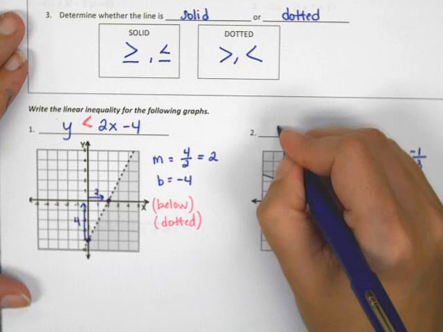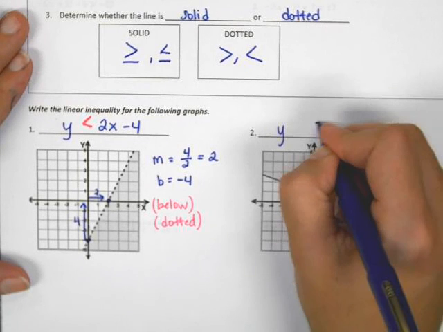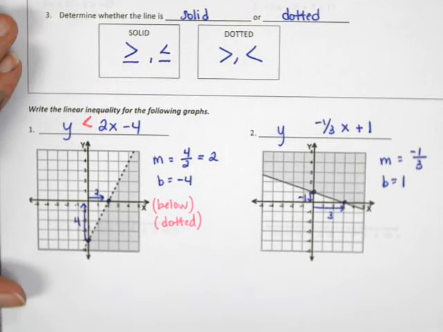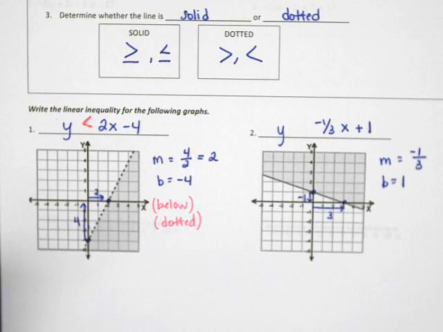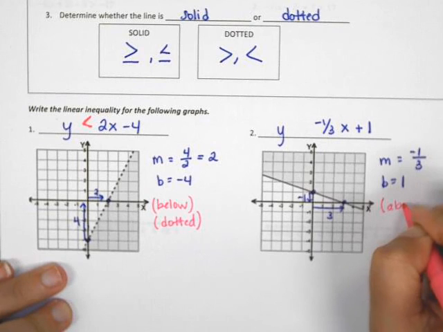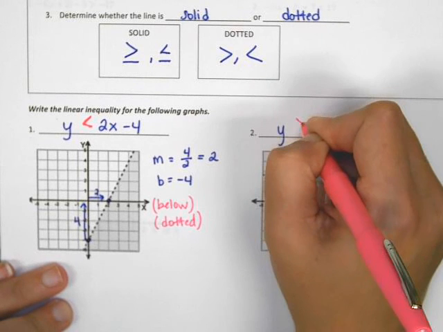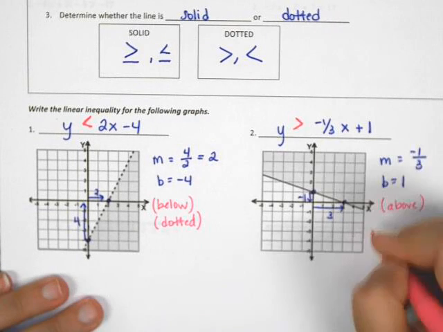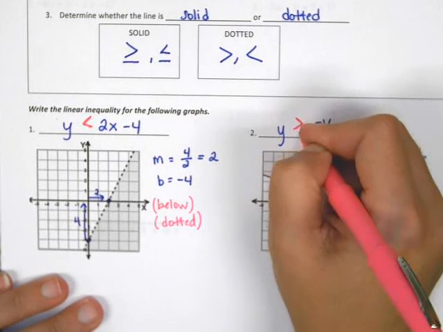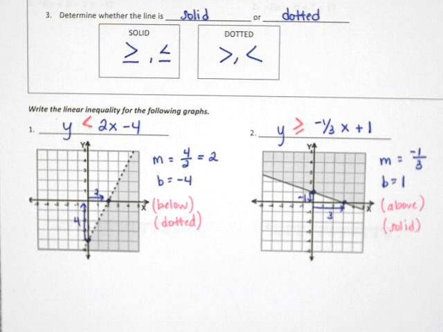Now I'm going to set it up y, space, -1/3 x plus 1. Now the reason I left a space here is that we're not going to have an equal to sign anymore. This time I notice the shaded part is above the line. So a greater than. I also notice it's a solid line. So this time I am going to put in an equal to symbol.